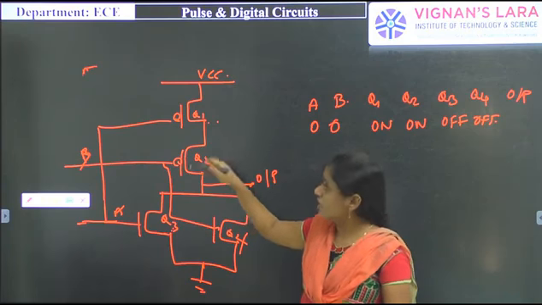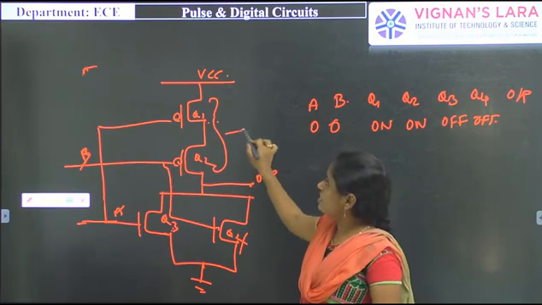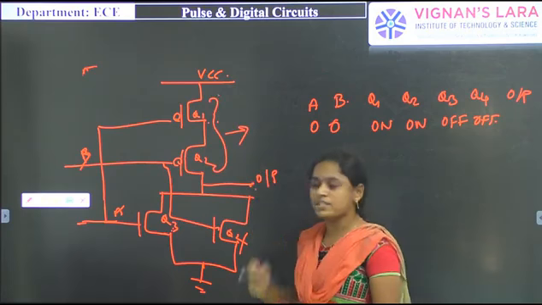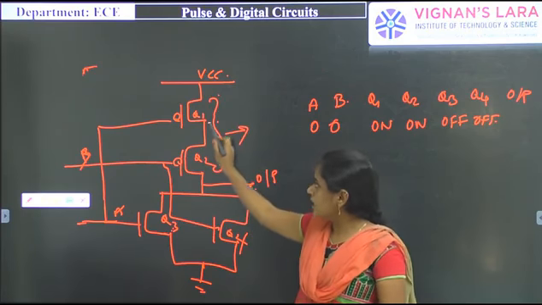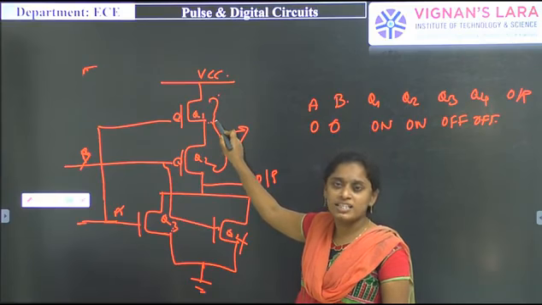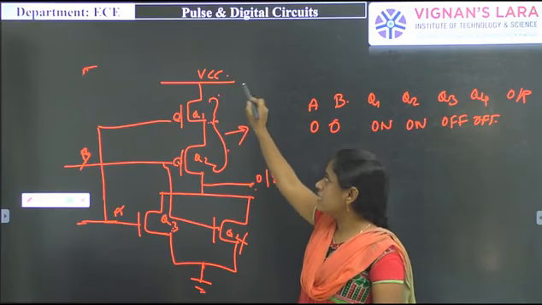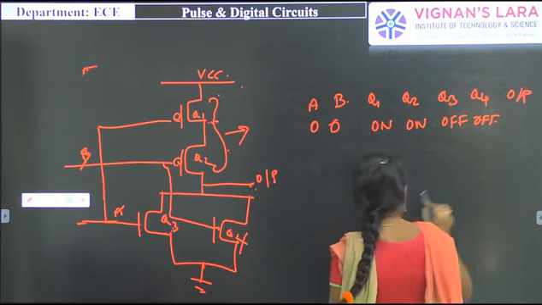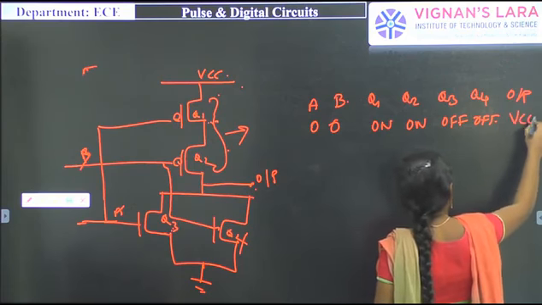In a series connection, when these two transistors are on, the signal will reach the output side. Simply, when we apply a 0 volt signal to both of these transistors, only these two transistors are on. So the output will be VCC. That is logic 1.